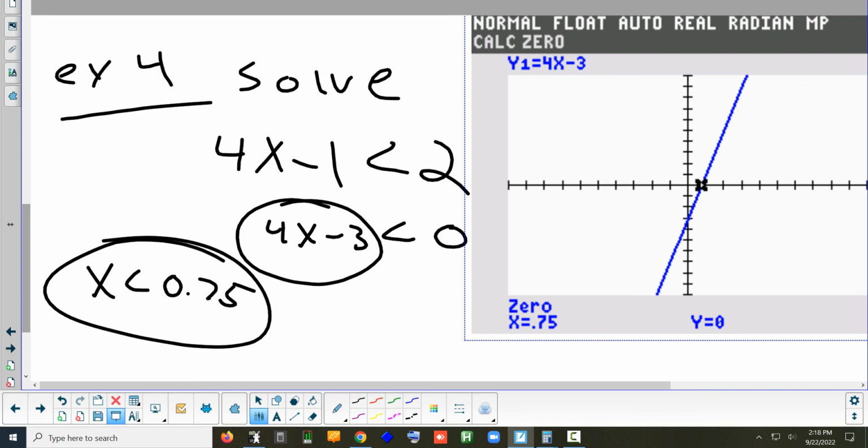Any question on how we got there? So once you get this number, it's either everything below 0.75 or everything above. It depends which way they want. Is it less than 0? Which means they want the part that's under? Or is it more than 0? They want the part that's above. Questions on that? So that's the first method. And you can use that method all the time. That method works fine.